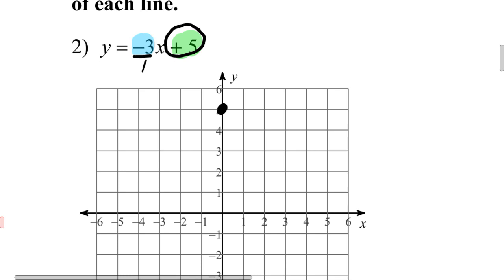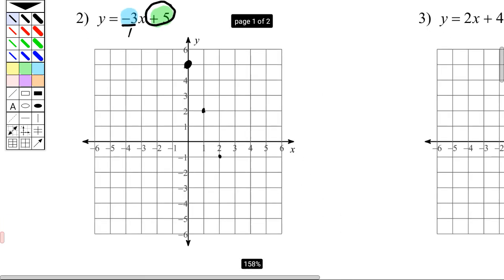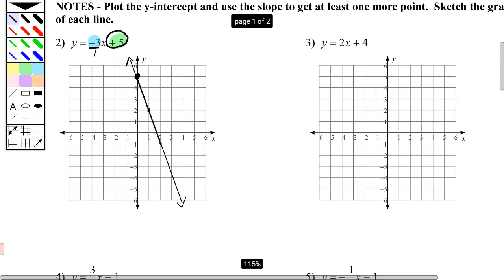So because it's negative, we're going to go down 3, so down 1, 2, 3 from our y-intercept. And then how many to the right? So down 1, 2, 3 over 1, make a point. Down 1, 2, 3 over 1, make a point. So all we really need is 1 point, but we can make a couple. So our graph is going to look something like this. Now it doesn't stop right there, so I got to put some arrows on there to show that this graph is going to go in both directions. Up and to the left forever, and down and to the right forever.